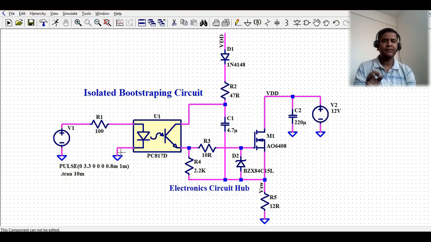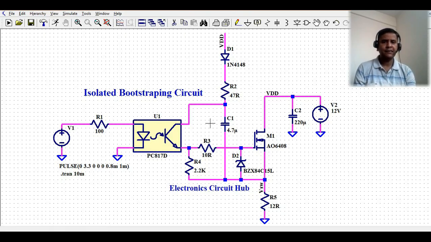You can ask me the question: you have used the optocoupler but your ground is still the same. I do agree my ground is the same. What you can do in simulation is connect a 1 megaohm resistor from this ground to the other ground, so that it shows you have isolated grounds and the optocoupler is isolated. Since in LTspice it is not possible, you have to have the same reference. That is why I am using the same ground, but you can use a high megaohm resistance between your optocoupler primary ground and the secondary ground. So that is very clear, right?